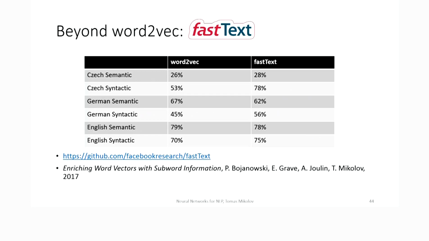Just to show some numbers. If you train Word2Vec CBOW and FastText with subwords, then on the semantic accuracy over these data sets coming from Czech, German, and English, you don't really do better. You do about the same or maybe slightly worse on the semantic part. But on the syntactic part, there's a huge improvement on Czech, significant improvement on German, and slight improvement on English. So it's quite interesting that you can still do better on all these languages with the subword information.